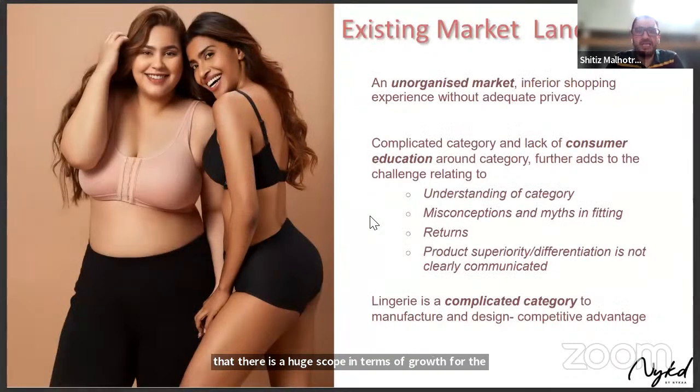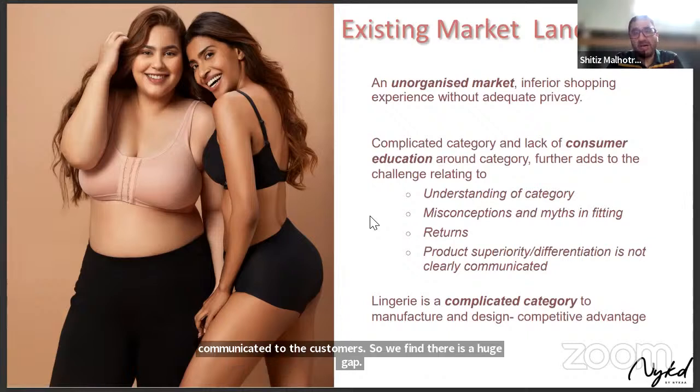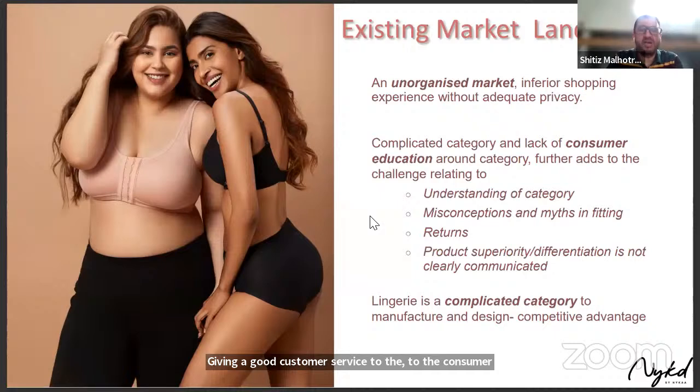Now, what we see largely is that the innerwear market is unorganized, and people still fail to understand the category. There are a lot of misconceptions about how to manage returns, how the product is superior or inferior, and it is not communicated to the customers. So we find there is a huge gap in giving good customer service to the consumer. That is where our exclusive brand outlets and franchisee stores come in.